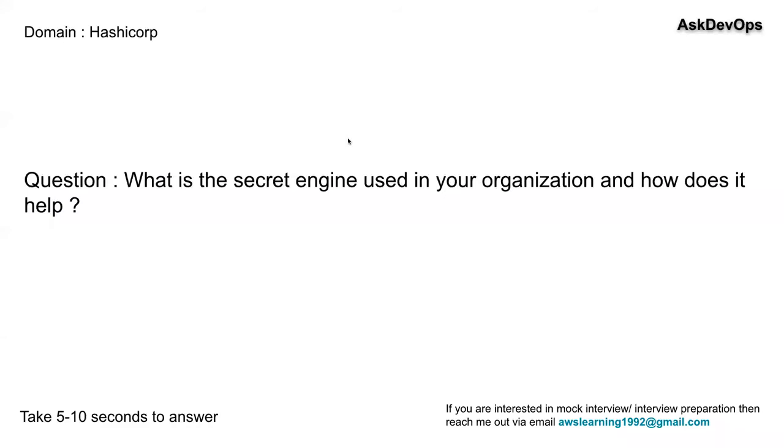The next question is coming from HashiCorp. What is the secret engine used in your organization and how does it help? So, what is the secret engine used in your organization and how does it help?